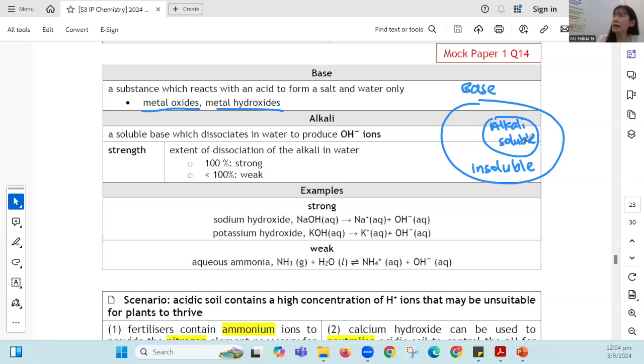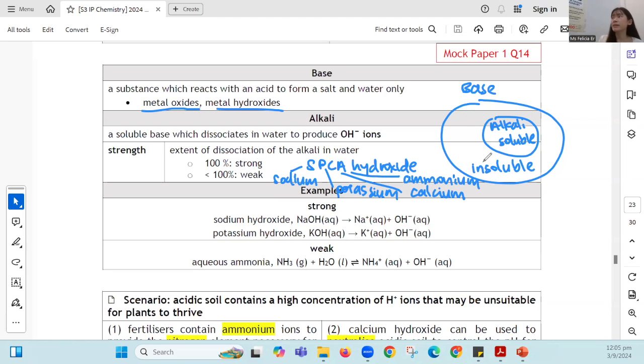Then how do you know which are alkali? You need to know that for alkali, there are only a few examples. Need to memorize. So the examples would be SPCA hydroxide. You know in Singapore, we have this animal foundation, the Singapore Society for the Prevention of Cruelty to Animals, where you can adopt pets. So for SPCA, it refers to sodium, potassium, calcium, and ammonium. Once you see these four with hydroxide, it would be alkali.